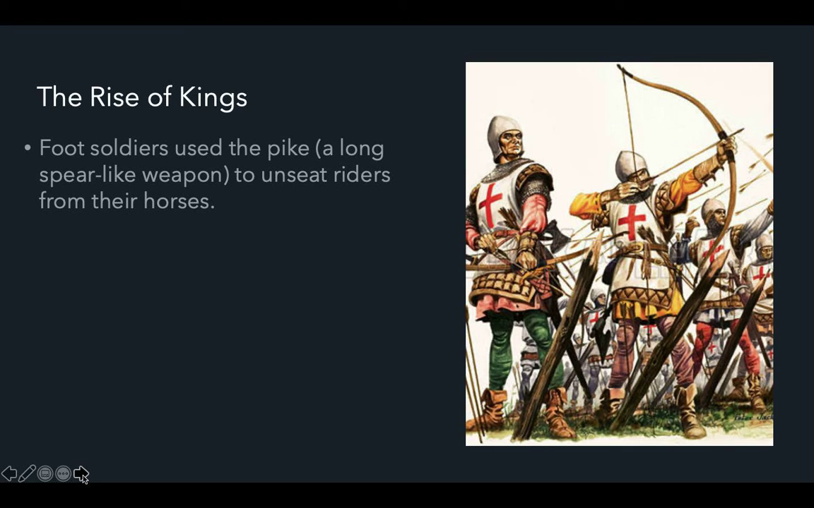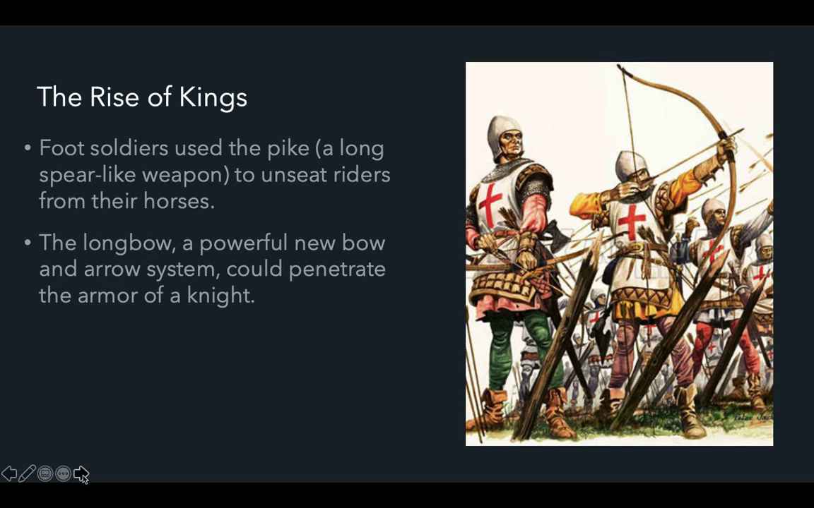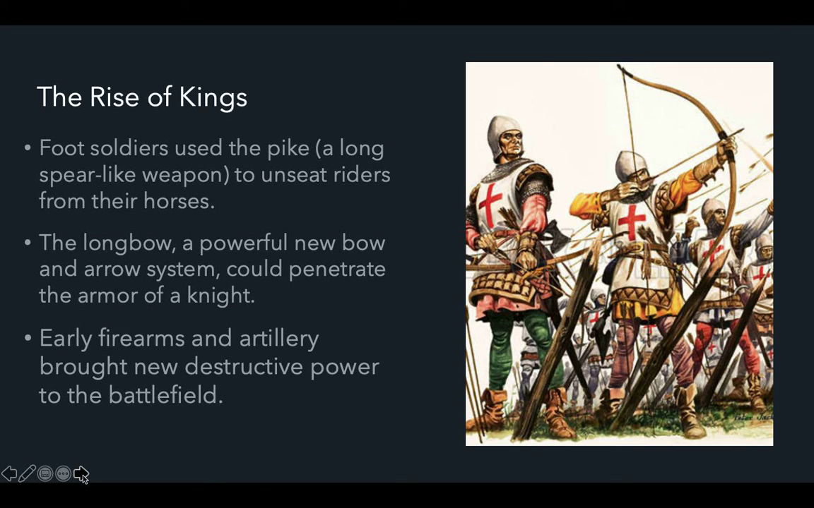Foot soldiers used the pike, which was a long spear-like weapon, to unseat riders from their horses. The longbow, a powerful new bow and arrow system, could penetrate the armor of a knight. And early firearms and artillery brought new destructive power to the battlefield. So now the knights or the cavalry, their role would become less predominant in warfare, although still very important.